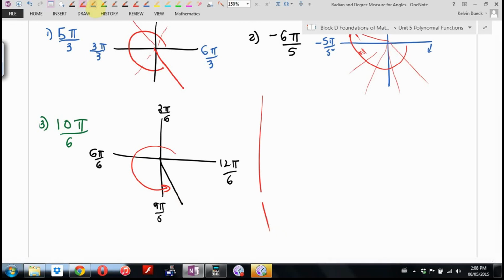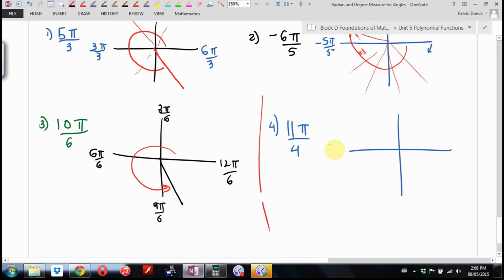Let's sketch, how about 11 pi by 4? Four pi by four. What about twice around? 8 pi by 4? What would the top be labeled? 2 pi by 4s? When it's even, I can label all four of them because it's really nice. What about the bottom?